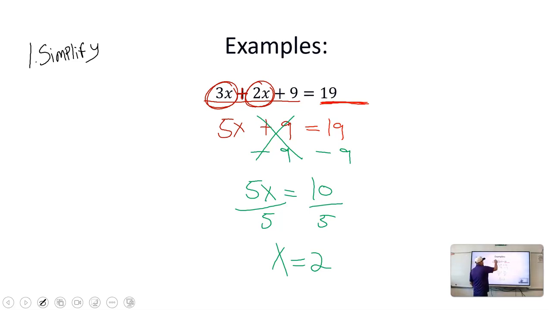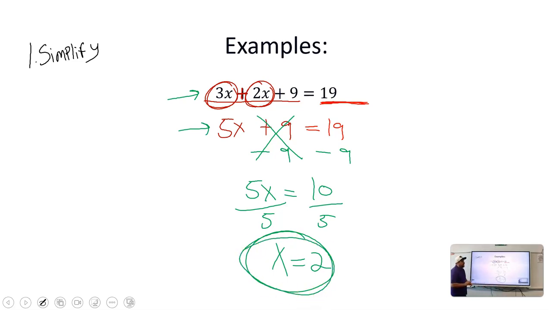Okay, let's make sure that is correct. So I'm going to plug it back in. You can plug it back into this one or this one if you're confident that you simplified correctly. 5 times 2 is 10. 10 plus 9 is 19. 3 times 2 is 6. 2 times 2 is 4. 6 plus 4 is 10. 10 plus 9 is 19. So we did get the correct solution for this multi-step equation.